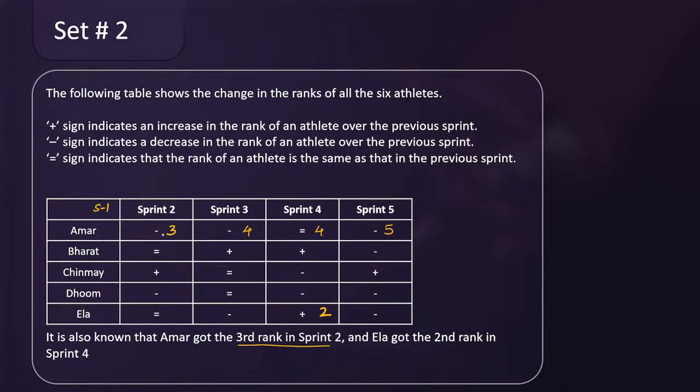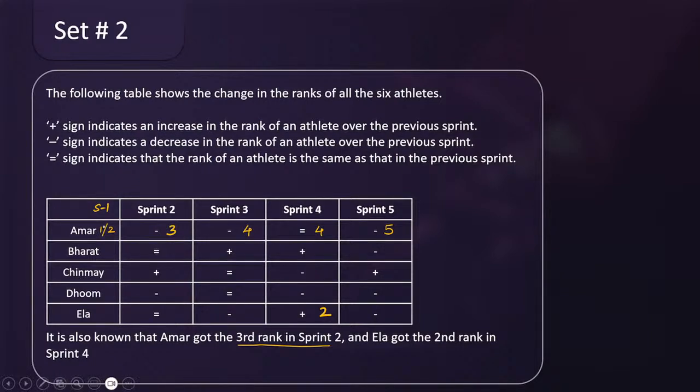Now also in sprint 2, it has a negative sign. So from sprint number 1 to sprint number 2, Amar's rank has decreased. So it can either be rank 1 or rank 2 in sprint number 1 for Amar, and then there will be a decrease in rank and it will become rank 3. Alright, so 1 or 2 is the possibility.